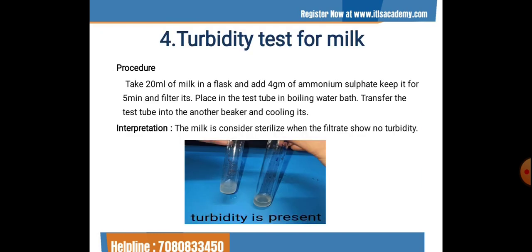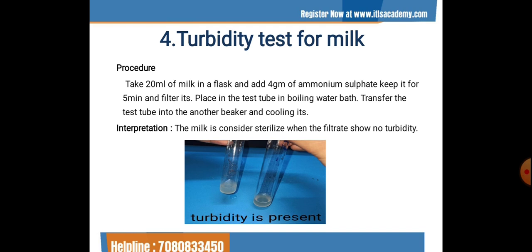The next test is the turbidity test for milk. The procedure to be followed is: take 20 ml of milk in a flask and add 4 grams of ammonium sulfate. Keep it for 5 minutes and filter it. Place the test tube in a boiling water bath. Transfer the test tube into another beaker and cool it. Interpretation: the milk is considered sterilized when the filtrate shows no turbidity.